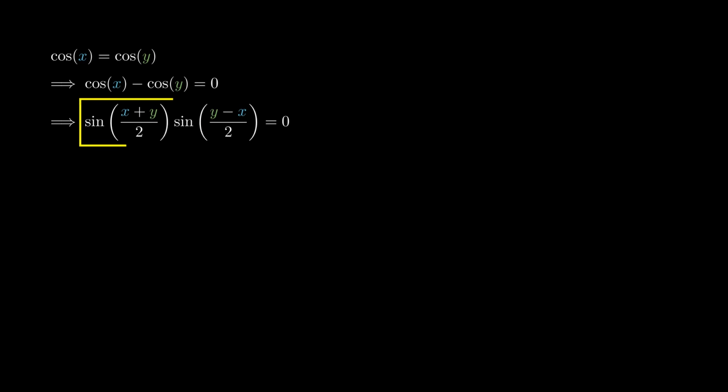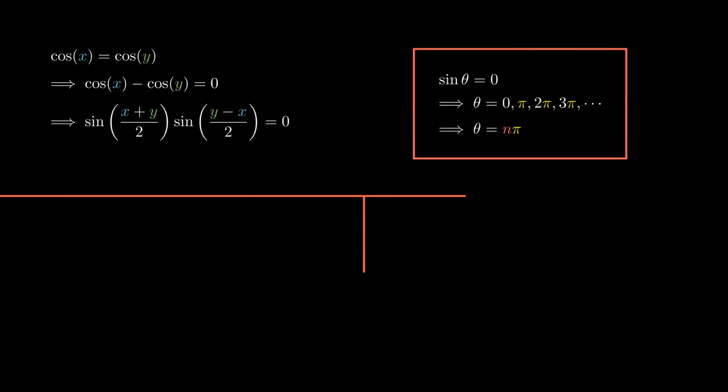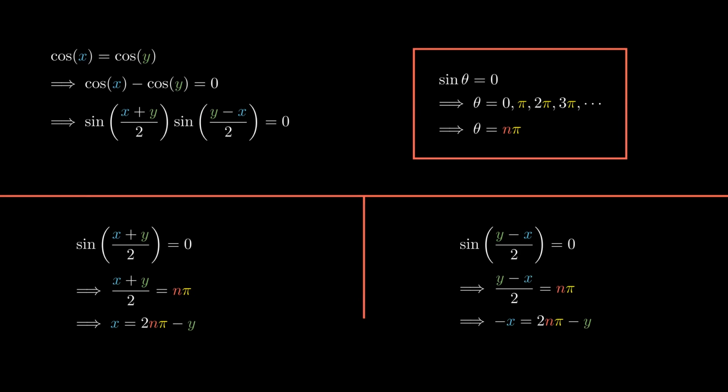This equation tells us that either the first sine is 0 or the second sine is 0. I actually don't have to repeat it, you know when sine is 0. So when sin of x plus y over 2 is 0, we get x equals 2n pi minus y. And when sin of y minus x over 2 is 0, we get minus x equals 2n pi minus y.